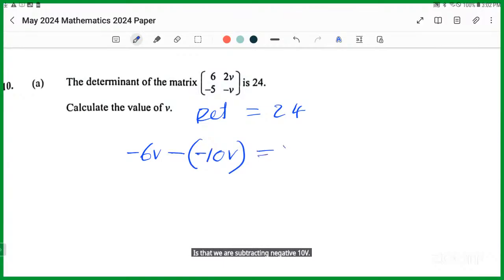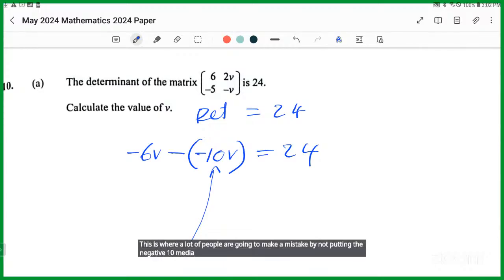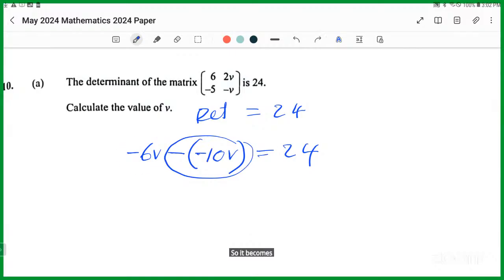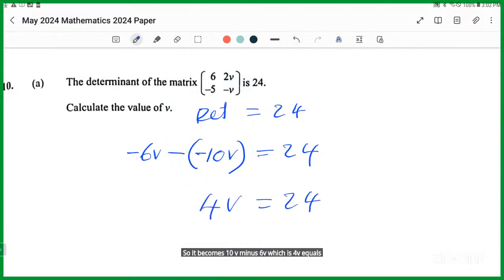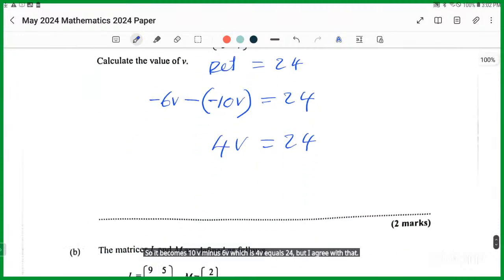That equals 24. This is where a lot of people are going to make a mistake by not putting a negative 10V there. Pay attention, don't make that mistake. This minus minus becomes a plus. So it becomes 10V minus 6V, which is 4V, equals 24. So we divide by this 4, and you get V equals 6. Again, V equals 6.